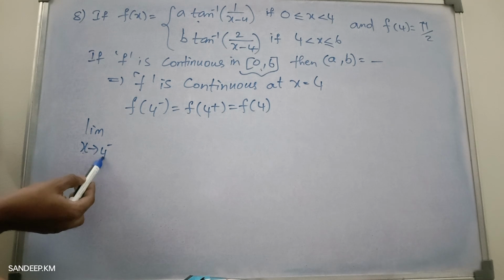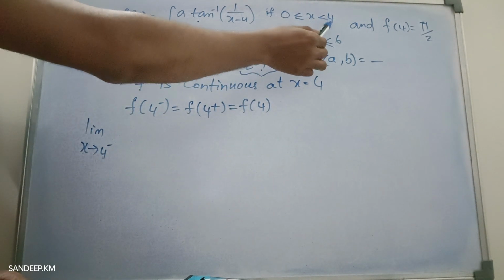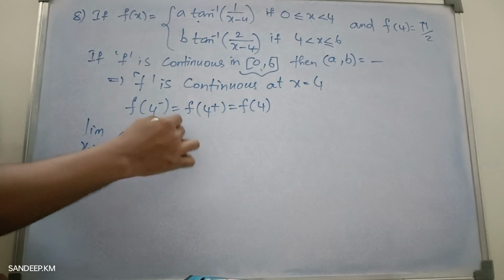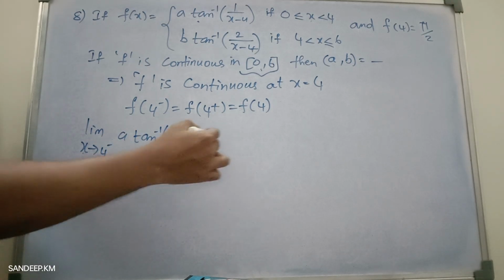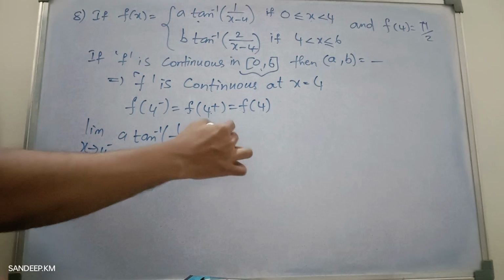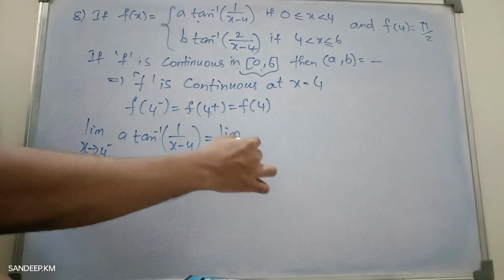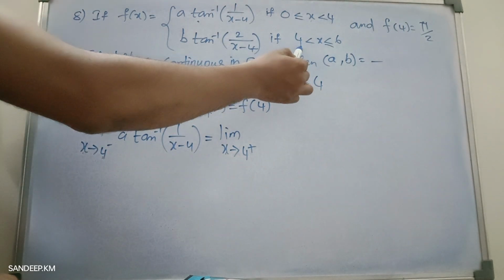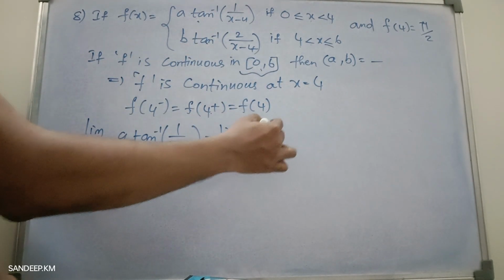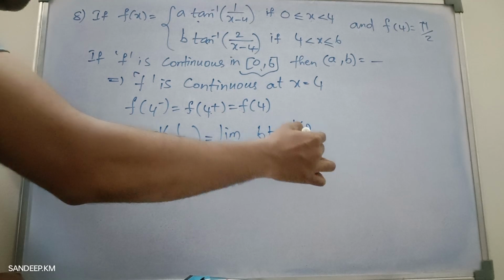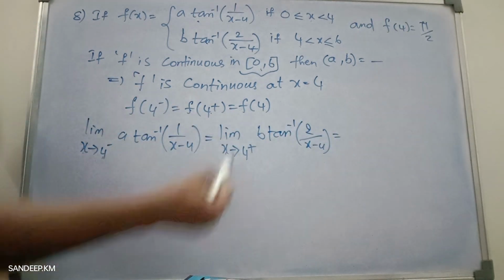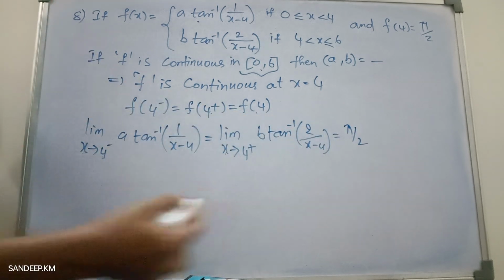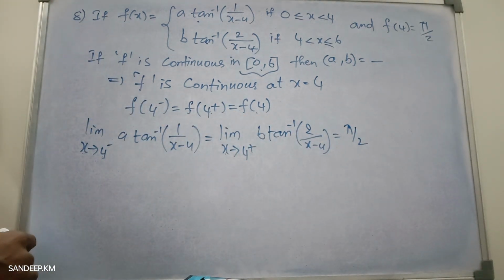See, when input is just lesser than 4, f of x is a into tan inverse of 1 divided by x minus 4. For f of 4 plus, that means limit x approaches 4 plus, which means x is just more than 4. When x is more than 4, f of x will be b into tan inverse of 2 by x minus 4. And it is equal to the value of the function. The value of the function f of 4 is pi by 2. If you simplify this, you will get the answer.